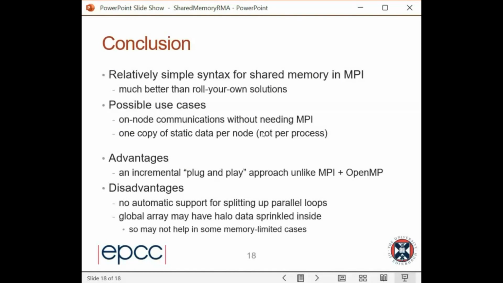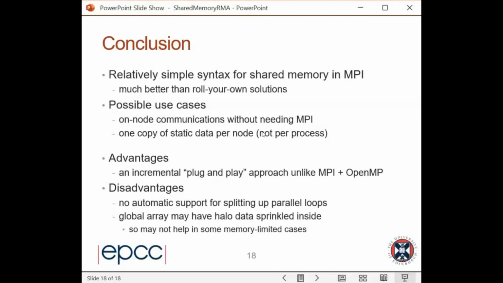It's much better than rolling your own. You can try and roll your own solutions using system calls to things like POSIX shared memory segments, but you should not do that. This is a much better way of doing it. The possible use cases are on-node communications without needing MPI, or one copy of static data per node, not per process. The advantage is an incremental plug-and-play approach, unlike MPI plus OpenMP. In other words, you can have a version of a routine which uses MPI send-receive or MPI shared memory, and you can just swap them in and out, see which one is faster.